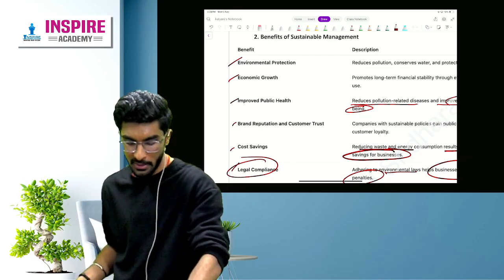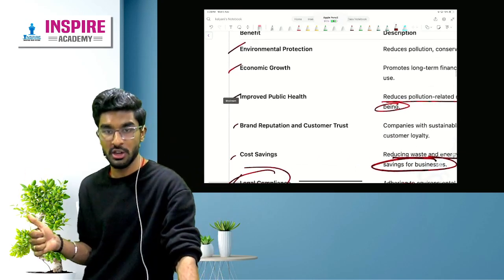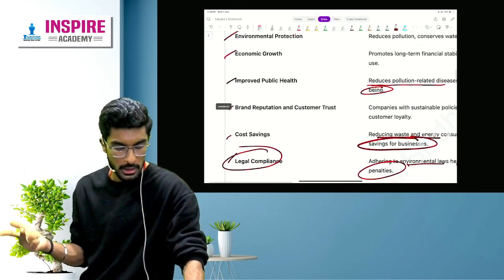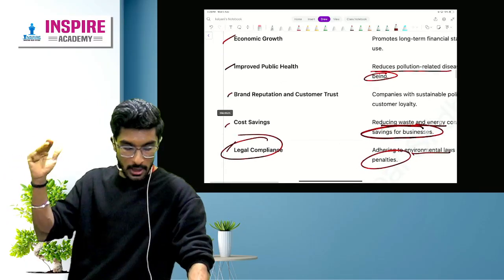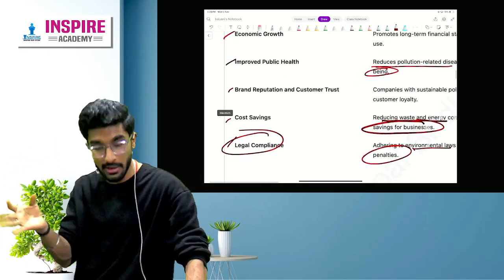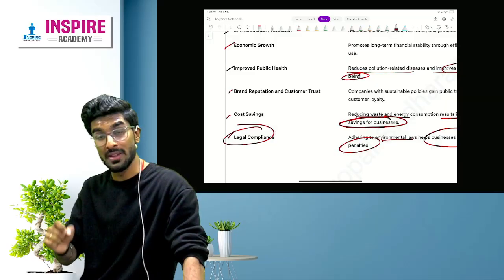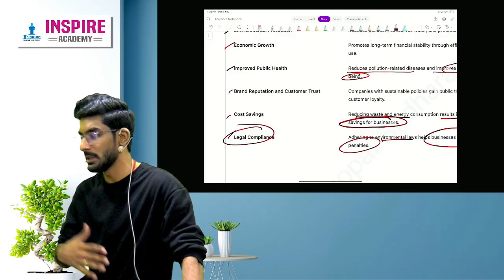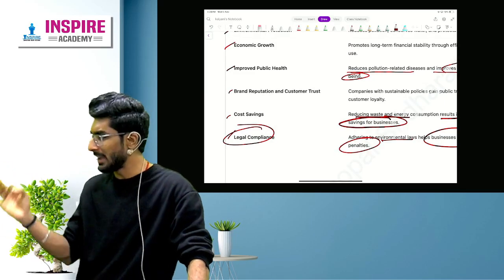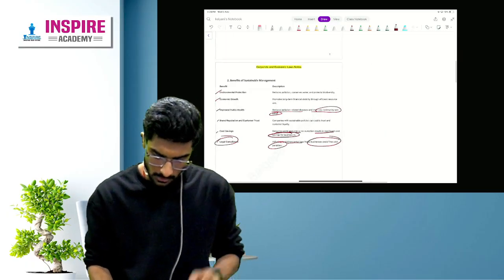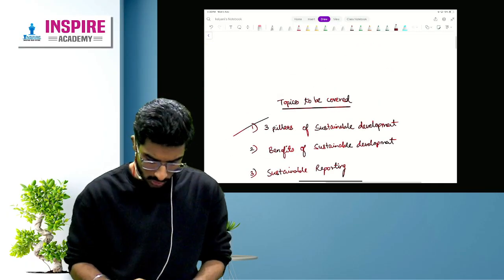Quickly tell me, people. Number 1 is environmental protection. Number 2 is economic growth. Number 3 is improved public health. Number 4 is brand reputation and public trust. And last is cost savings and legal compliance. Very easy, people. Extremely easy. Chalo, second topic is also over.